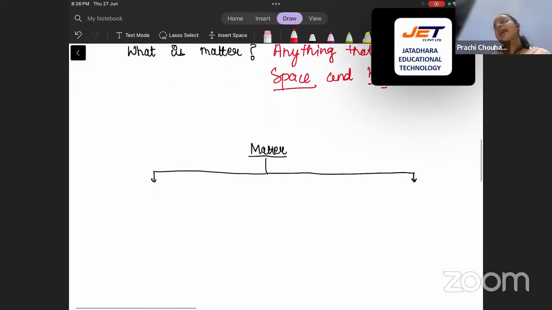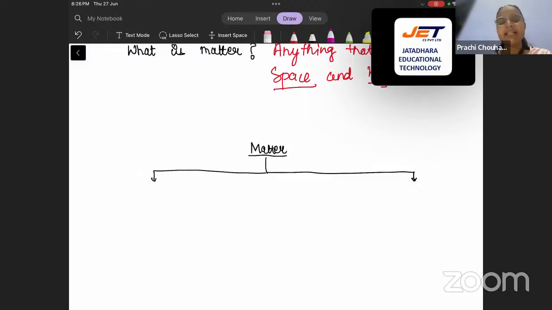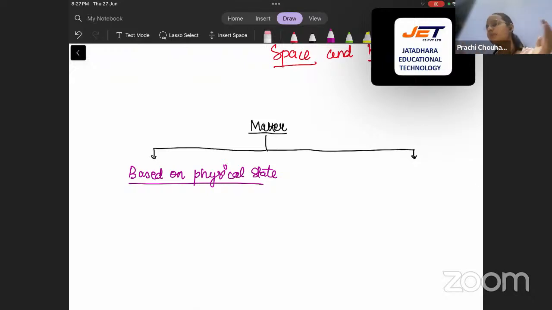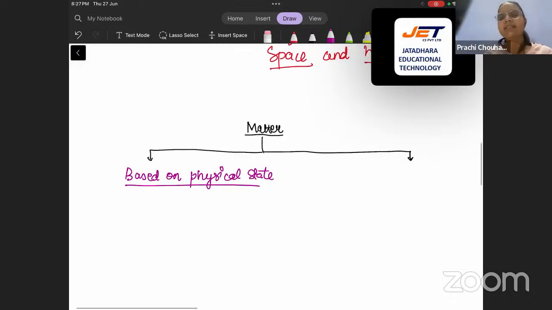Now, here we will see how we classify matter. Matter can be classified in two ways. The first classification is based on physical state. These are introductory things which you already know, so we will do it very quickly. You have to constantly communicate with me and answer the following questions.